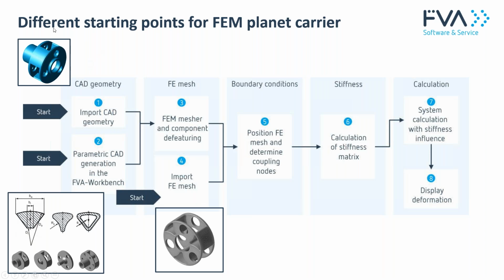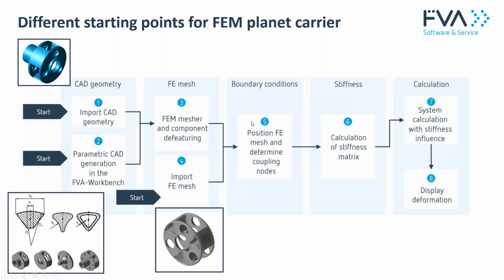So the first variant, which is very common for our users: we have an already existing CAD geometry. We have an internal FEM mesher, including a component defeaturing capability, meaning that we can remove tiny pores if they lead to a distorted mesh. I will show this later on, what this means in detail.